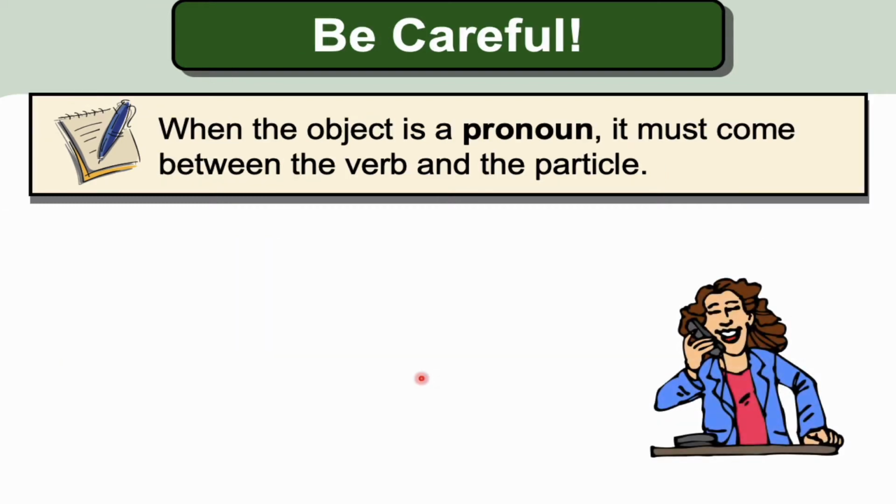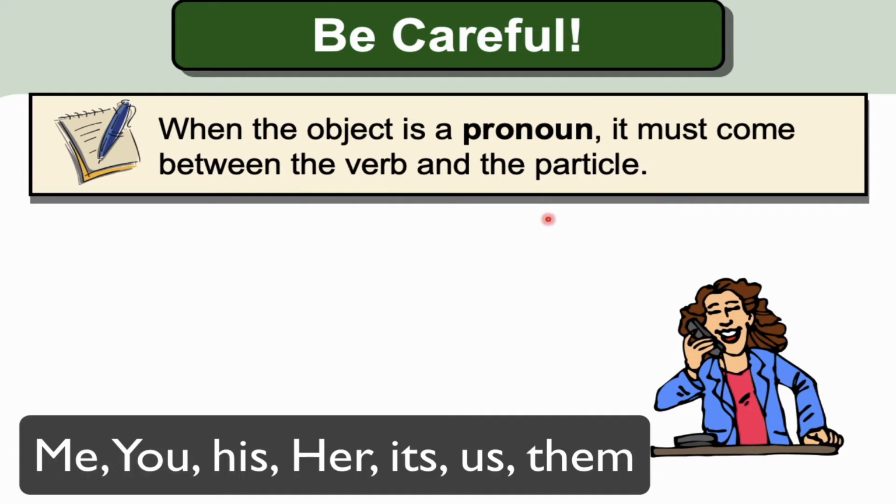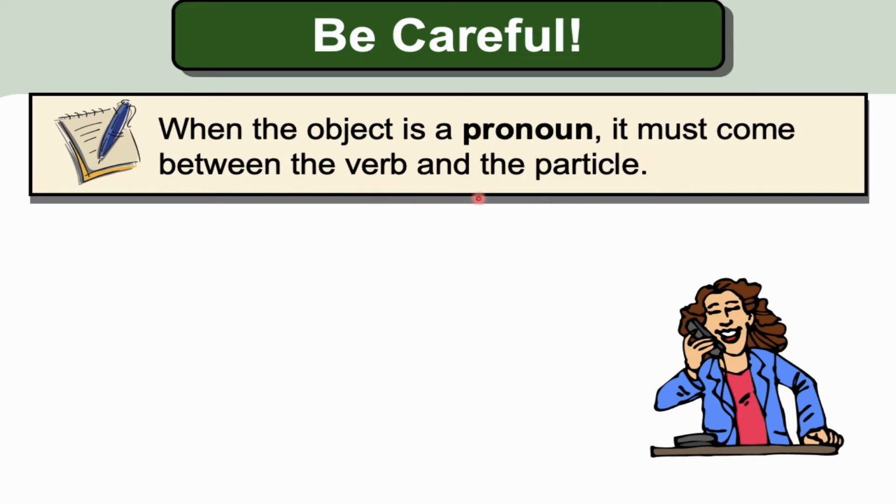So please remember that when the object is a pronoun, I'm talking about object pronouns: me, you, her, him, us, them, okay? When the object is a pronoun, it must come between the verb and the particle.